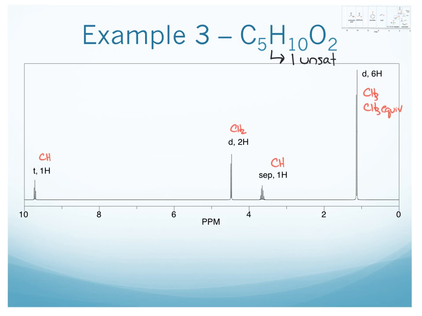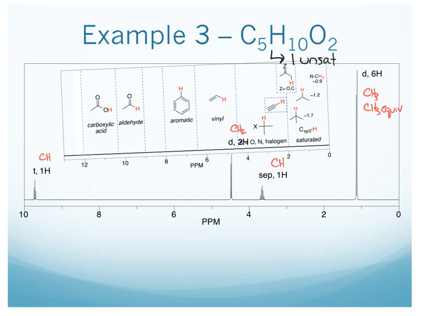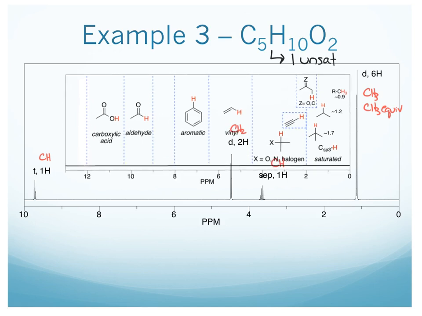what tends to show up down here near 10 parts per million? Let's look at our shift table again. And in that 9 to 10.5 region, that tends to be aldehydes, and then in more the 11 to 12 region tends to be carboxylic acids. So here we're not quite at 10, so this falls in the region for an aldehyde.